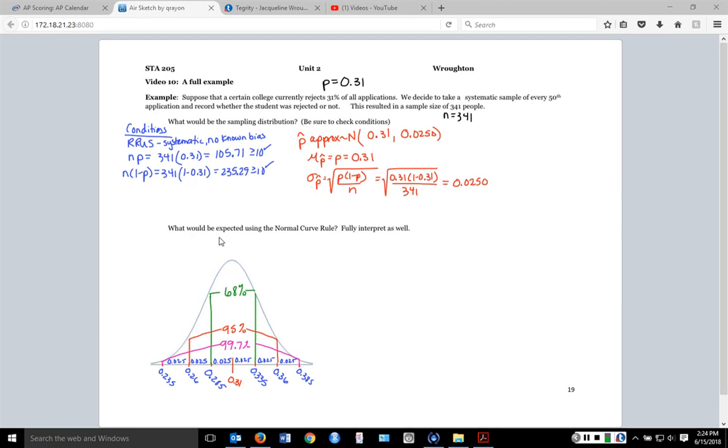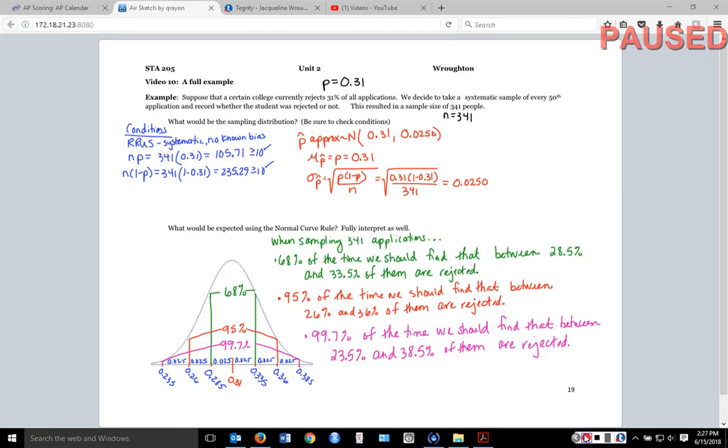Right, we're also going to interpret what we expect here. You do have a couple of examples of that, so it might be good to actually pause the video here and try it on your own first to see if you get the same interpretations that I do. So let's see how we did.